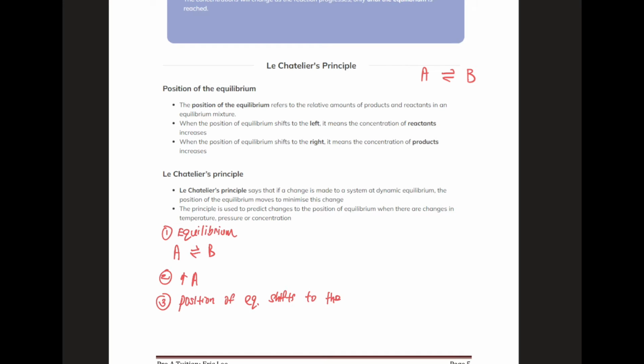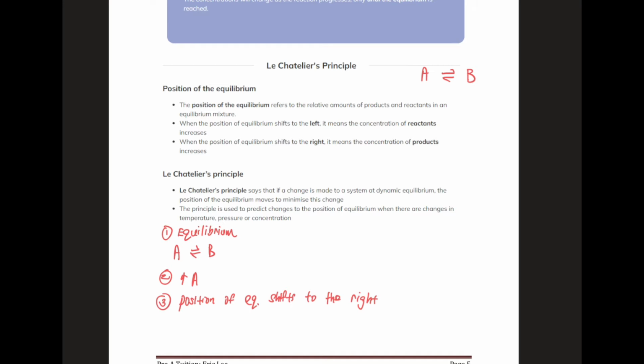If you increase A, would it shift to the right? Yes, correct. It will shift to the right so that it minimizes the change. That means when it shifts to the right, then this A does not increase that much. Minimize the change. So the position will shift to the right. So three stages basically.